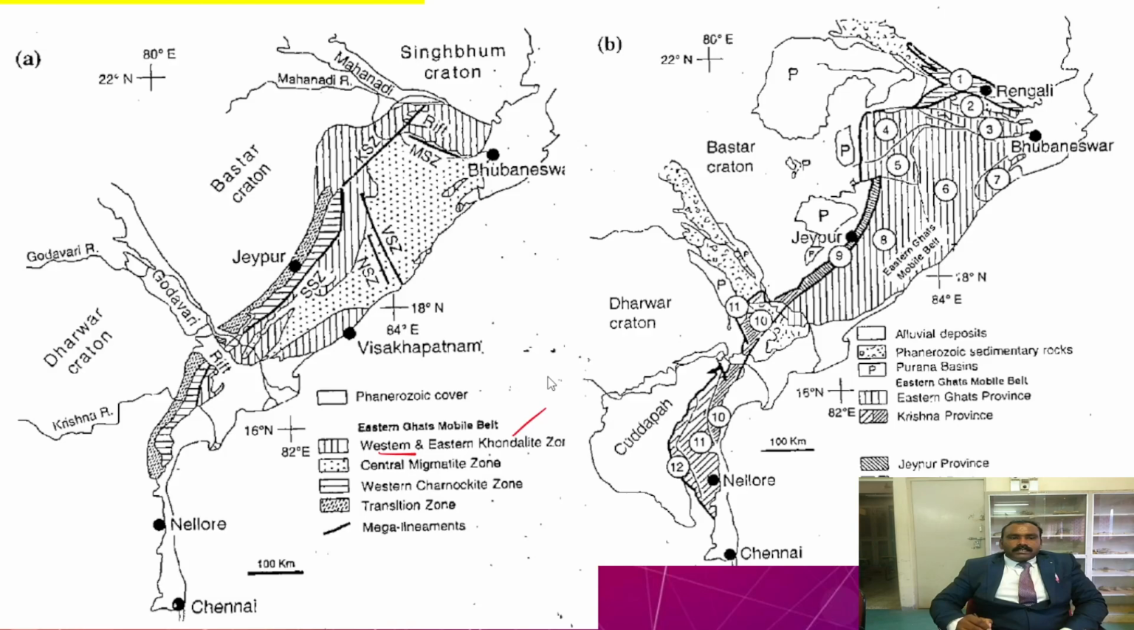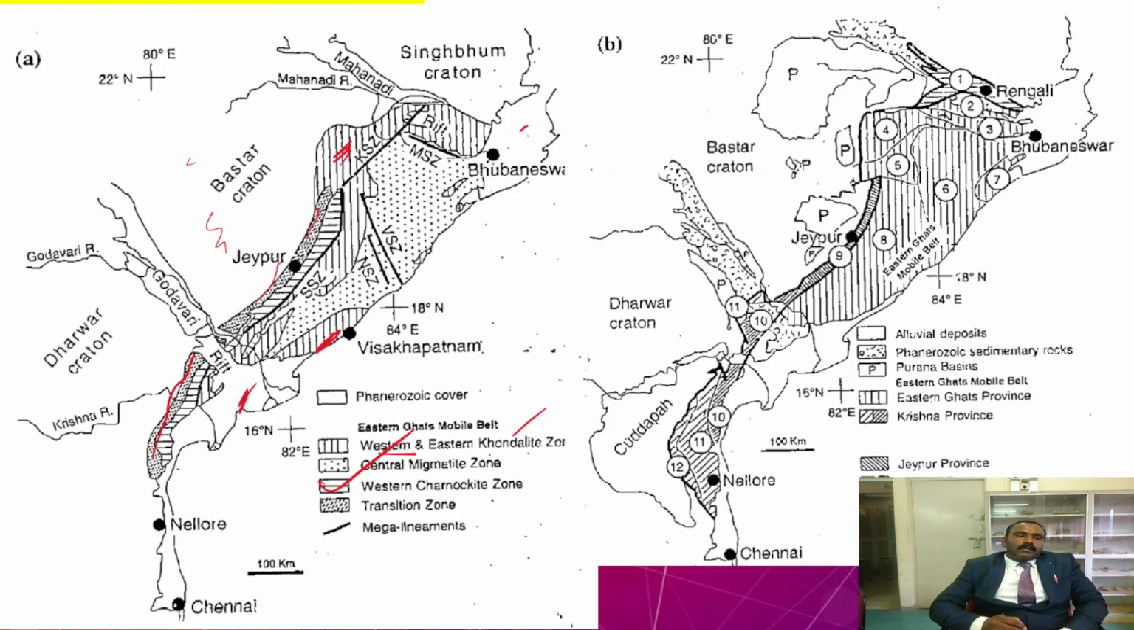Coming to the portion of these, we will show the different kinds of rocks in the western and eastern khondalite zones, and then the Proterozoic cover has been shown in this region, particularly around the Eastern Ghat mobile belt and the Western Charnockite Zone, which is also exposed. And those are supposed to be in a transition zone. The transition zone is situated towards the southwestern side of the Eastern Ghat mobile belt.